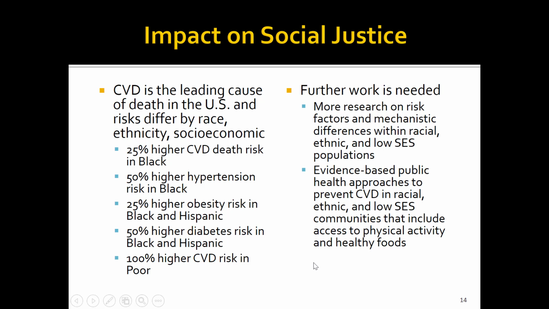Given that we're here to talk about the impact on social justice, it's critical that we think about the injustices that occur across the United States and around the world, in particular for us, how they relate to cardiovascular disease. Because we know cardiovascular disease is the leading cause of death in the United States, and that the risks are higher based on race, ethnicity, and socioeconomic status. In fact, 25% higher cardiovascular disease death risk in our Black population, 50% higher hypertension risk in Black populations, 25% higher obesity risk in Black and Hispanic populations, 50% higher diabetes risk in Black and Hispanic populations, all of these compared to white populations. And we know there's 100% higher cardiovascular disease risk in poor versus median to wealthy income populations.